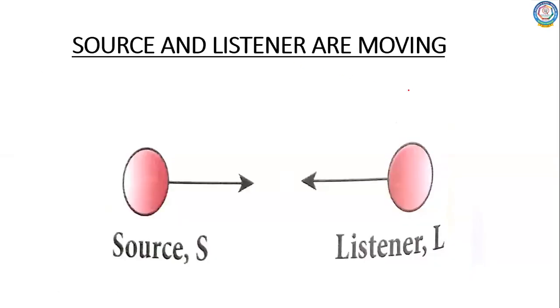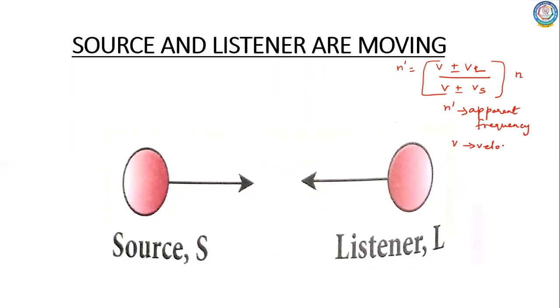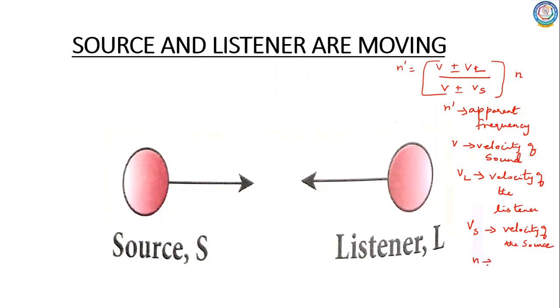Now let us have a generalized equation for apparent frequency, which is given as, children, N dash is equal to (V plus or minus VL) divided by (V plus or minus Vs) into N. Here N dash represents the apparent frequency, that is the changed frequency. V is the velocity of sound, VL represents the velocity of the listener, L for listener, and Vs represents the velocity of the source. Finally N represents the original, actual frequency of the sound.